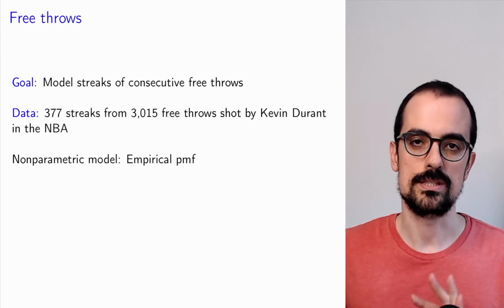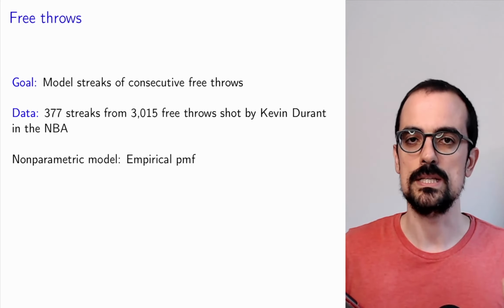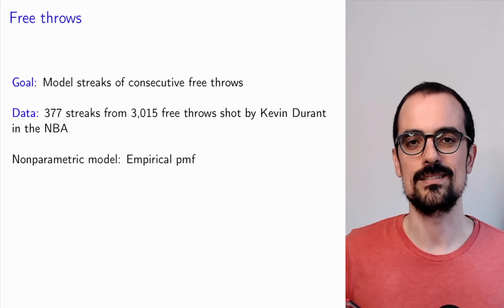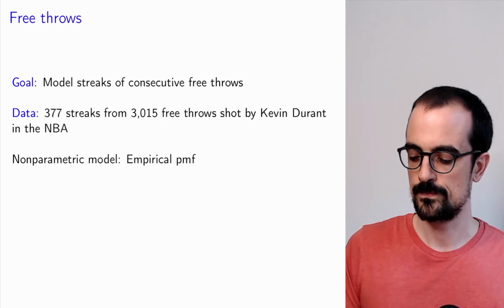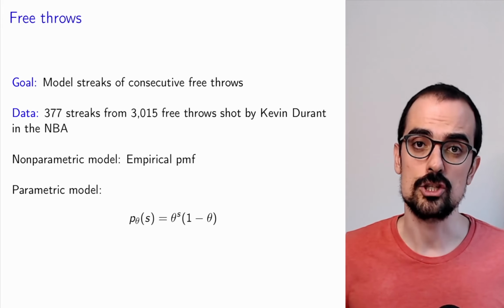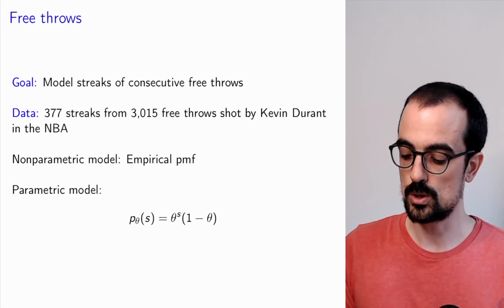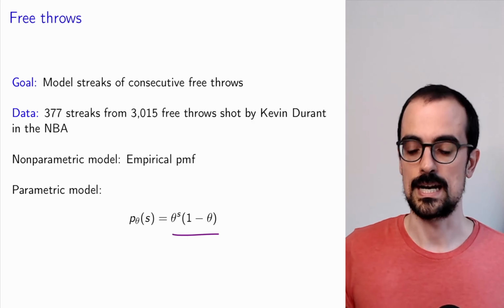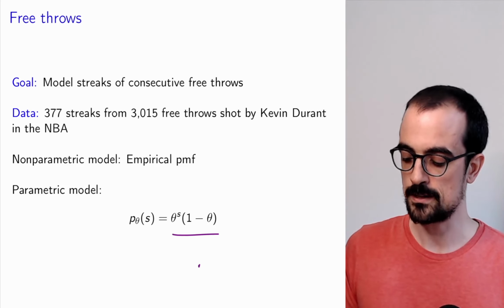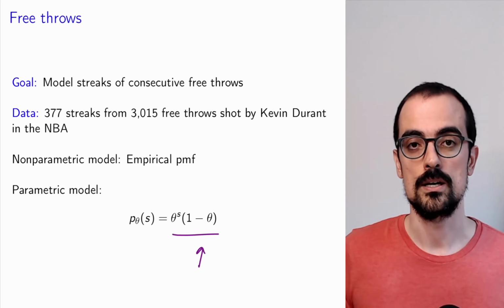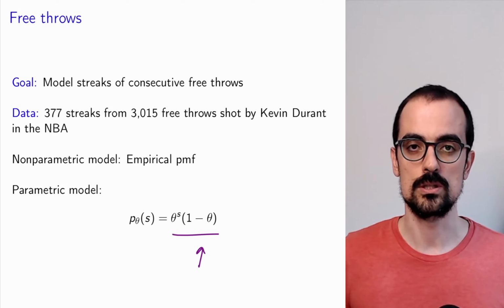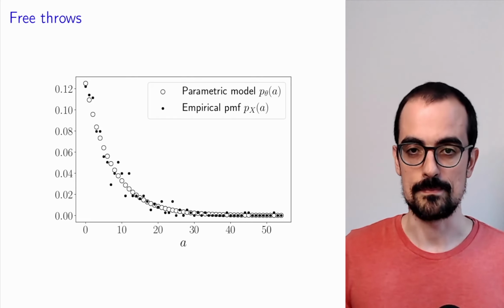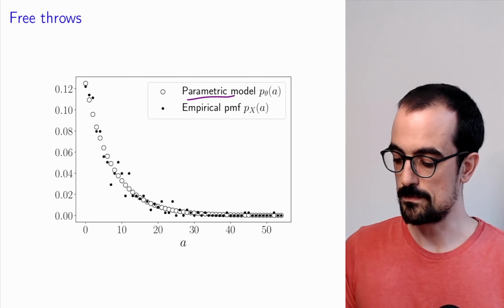The non-parametric model was just the empirical PMF where we say, what's the probability of a streak of length 2? Whatever fraction of the streaks have length 2 in our data set. We also had a parametric model, which is essentially equivalent to a geometric distribution where we assumed that each free throw was independent and had the same probability of going in. And that's what the corresponding PMF looks like. We already explained how to fit it using the data, using maximum likelihood in a previous video. So this is how the parametric model looks, and this is how the empirical PMF looks.